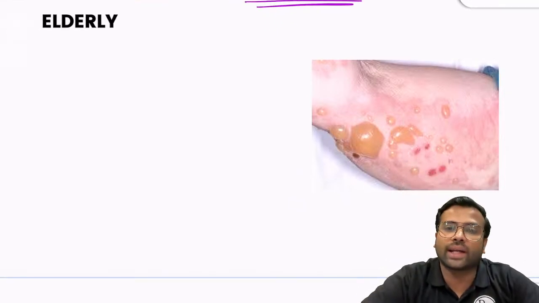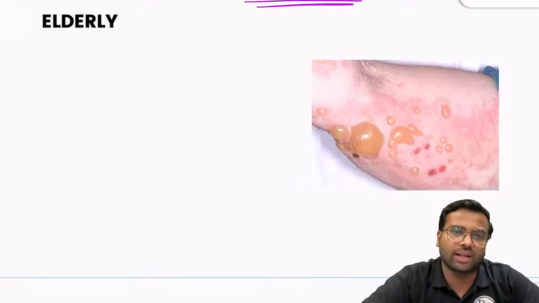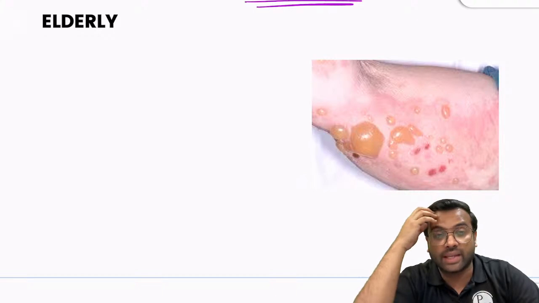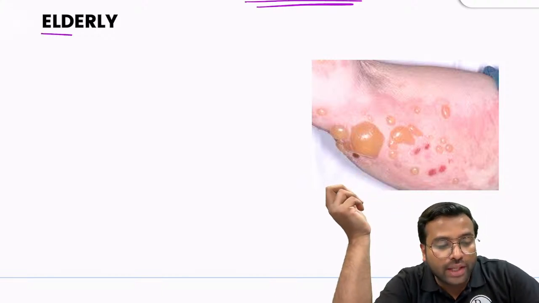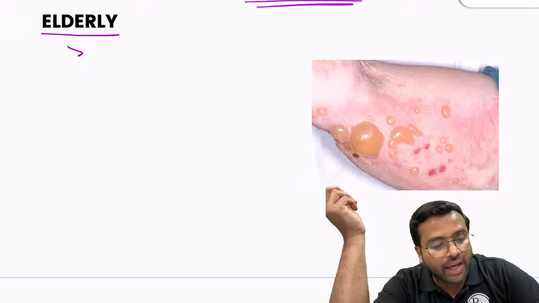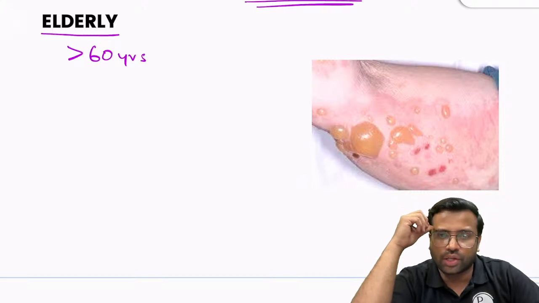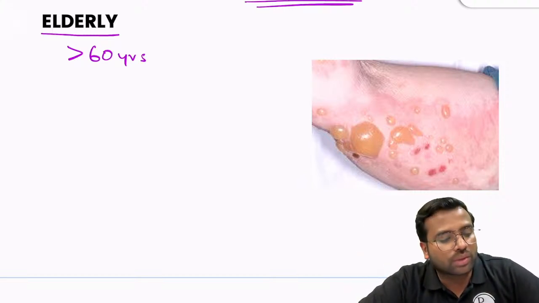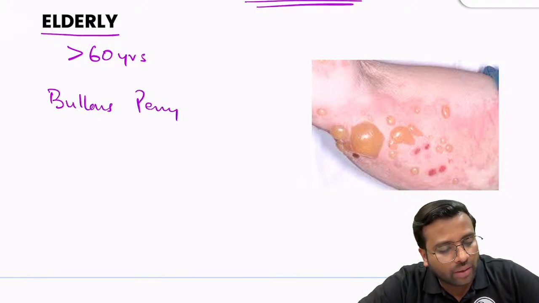So whom do I call elderly? Because we have already discussed adults, but when it comes to your college exams or any MCQs, if there is a mention that the age is more than 60 years, then in elderly patients, what is going to be more common is something called bullous pemphigoid.